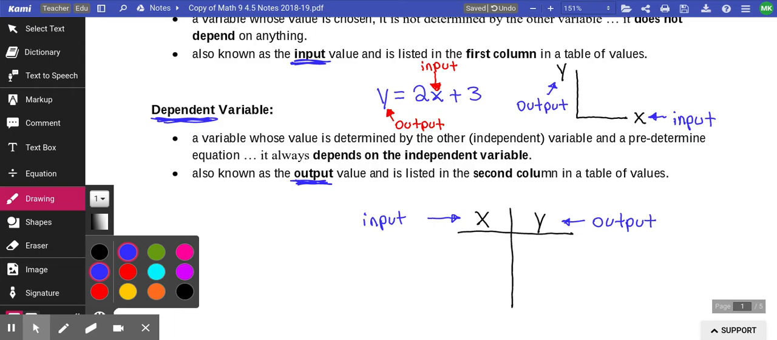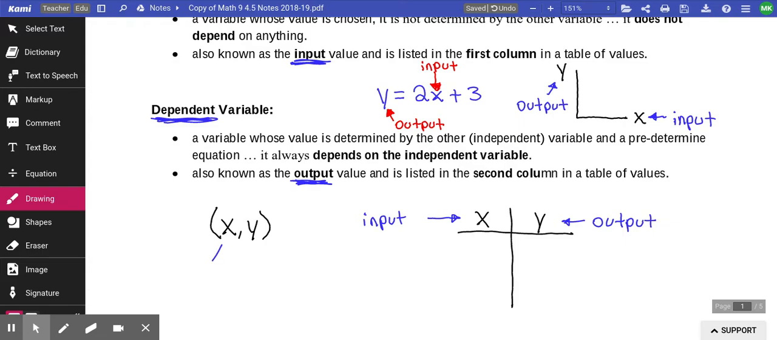Oh, there's one more. We don't usually talk about them like that, but ordered pairs. Technically, or remember, ordered pairs are like this: X and Y. That means technically this would be my input. This would be my output.